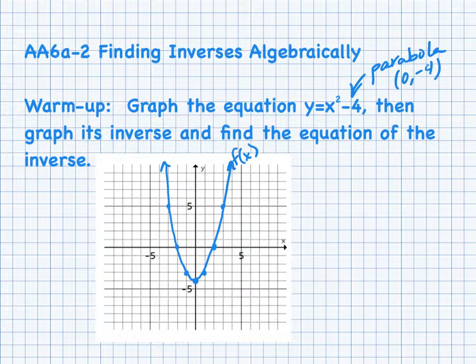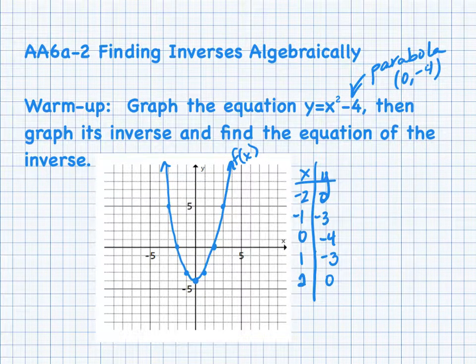What I'm going to do is make just a real short xy table, with just a couple of points. So that one, that one, that one, that one, and that one. Over here we've got negative 2, 0. Down we've got negative 1, negative 3, and then 0, negative 4. And then we go back up, we have 1, negative 3, and 2, 0. I put those all in the right spot.